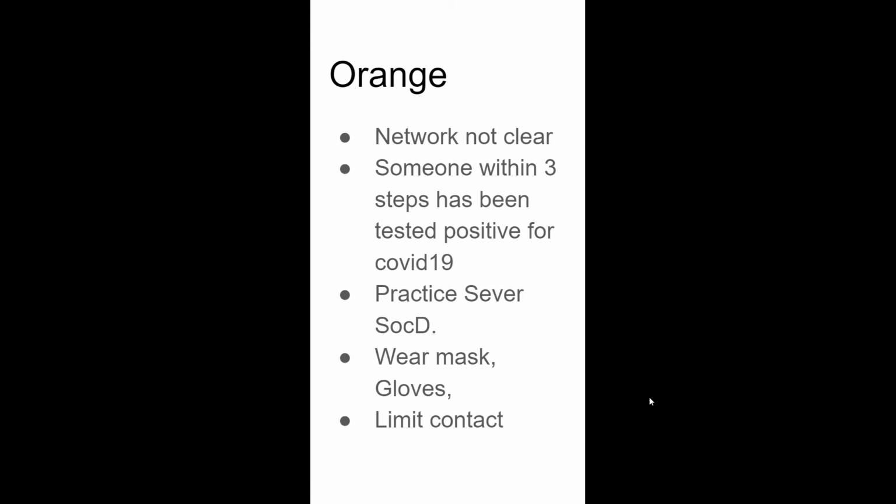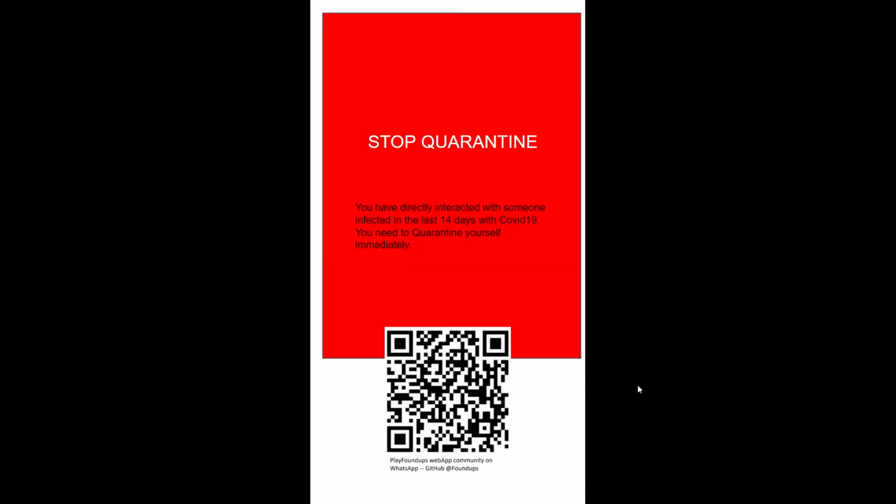And the timestamp is really important because when and where is going to affect you. Practice severe social distancing, be very cautious, limit yourself, and obviously as that person clears up, then this is going to clear up too. So this is dynamic. Wear a mask, gloves, limit your contact. Red, okay, stop, quarantine yourself. You have directly interacted with someone who's been infected in the last 14 days. So you need to quarantine. Let's play it safe.